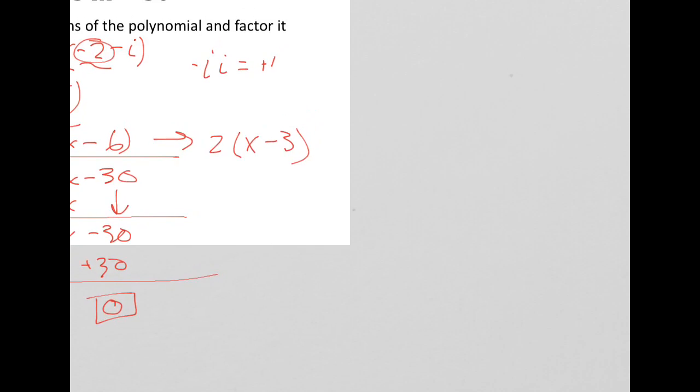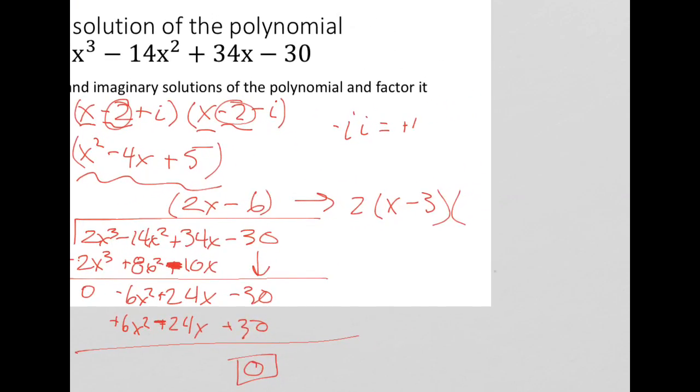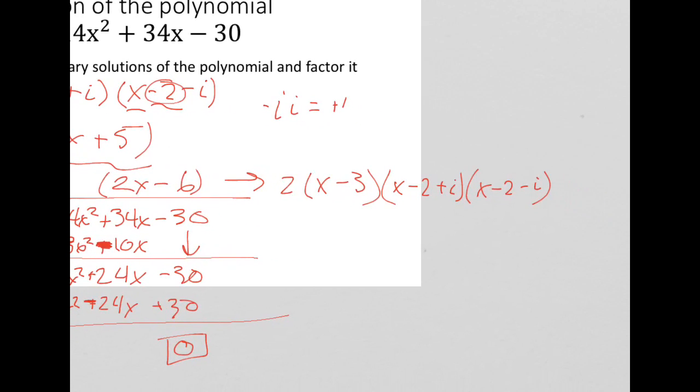And now, if I want to factor this completely, I need to think about my non-real linear factors, x minus 2 plus i, and x minus 2 minus i. Sweet, that is completely factored. That equals f of x. I promise you, that's super cool.